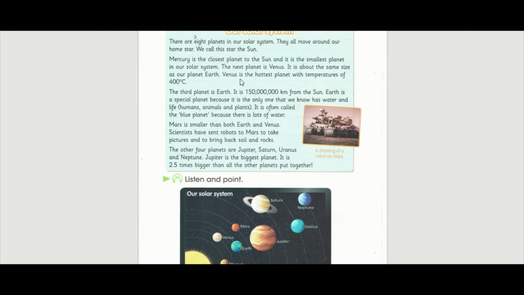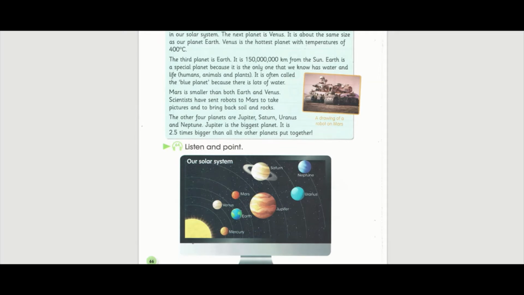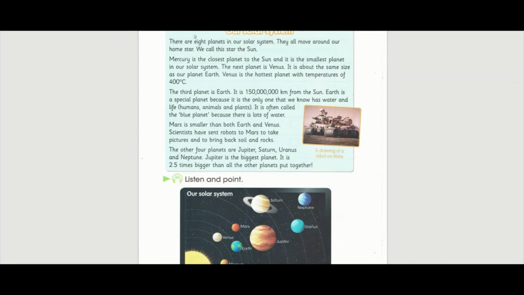While the next planet is Venus. It is about the same size as our planet Earth. الكوكب الآخر هو فينوس. يقول هنا إنه بنفس حجم كوكب الأرض أو كوكبنا الأرض. Okay? Where is Venus? Here it is. The second planet. Okay? As we start from the Sun, Mercury and Venus. Then Earth, Mars, Jupiter, etc. So, it's about, as we mentioned before, the same size as our planet Earth.